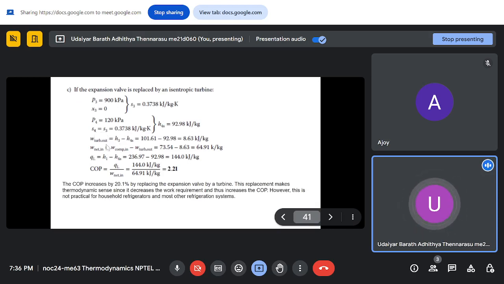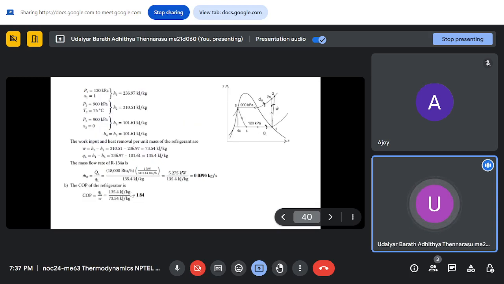Then the turbine output is nothing but H3 minus H4. H3 is 101.61 minus 92.98, so 8.63 kilojoule per kg. This is the amount of work generated in the turbine. Your net work is the difference between the compressor and turbine work, 73.54 minus 8.63, which gives me 64.91 kilojoule per kg. Again, the specific heat load is 144.0 kilojoule per kg. So COP is 2.21 in this case.